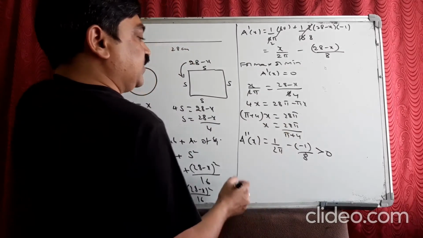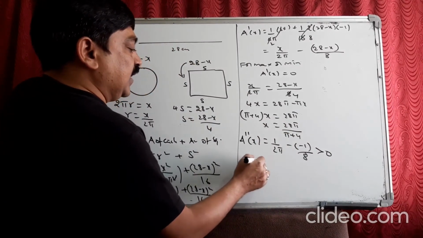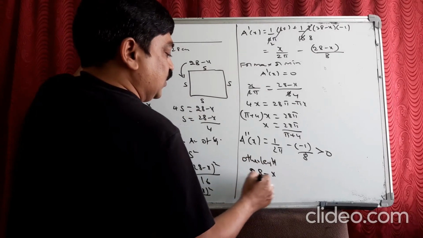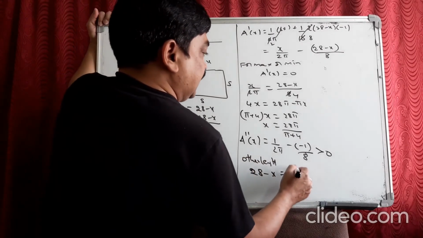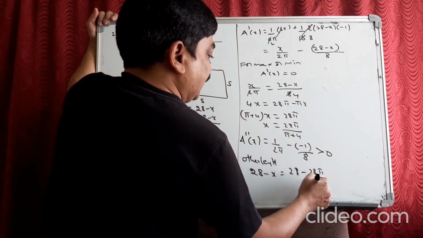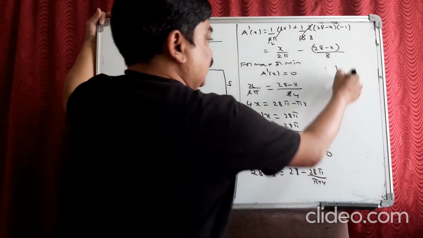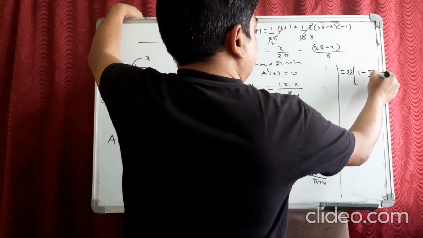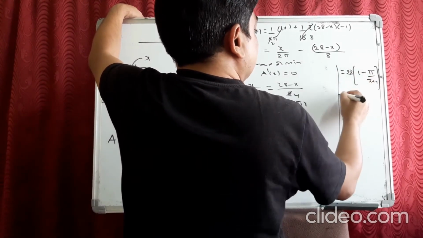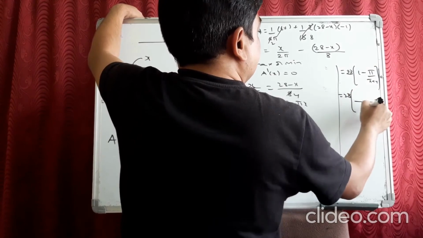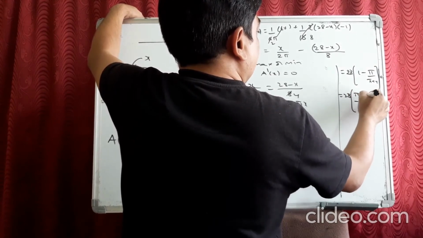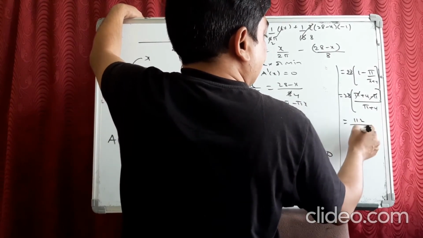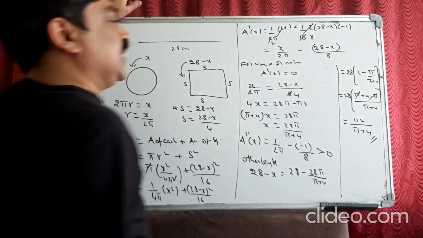Therefore, after getting the x value, the other length will be 28 minus x. So it becomes 28 minus 28 pi by (pi plus 4). Taking 28 common, 1 minus pi by (pi plus 4). LCM is pi plus 4, so it becomes 28 into (pi plus 4 minus pi). Pi gets cancelled. It becomes 112 by (pi plus 4), which is the other length.